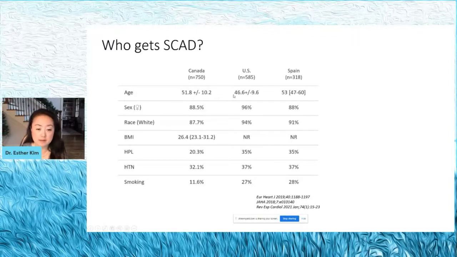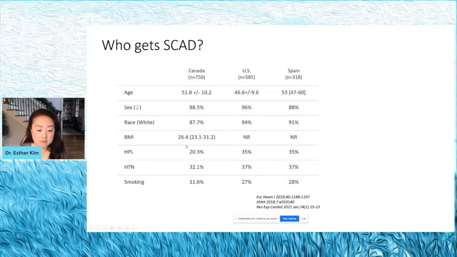So we all see that the mean age, the average age, is late 40s to early 50s, primarily women in all of these registries, primarily white. Body mass index was not calculated in 2 of these registries, but in the Canadian study, it was about average. A normal BMI is 25 or less. About 20 to 35% of patients have hyperlipidemia, about 30 to 40% have hypertension, and about a quarter are smokers, depending on the country you are coming from.